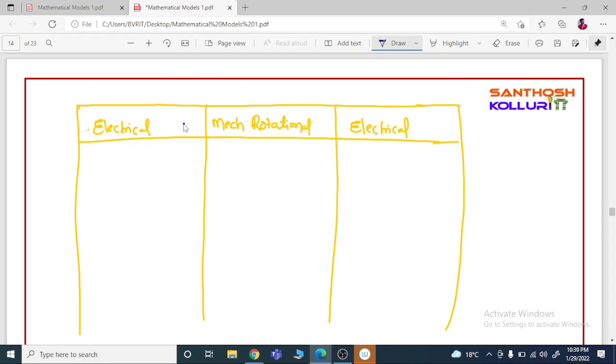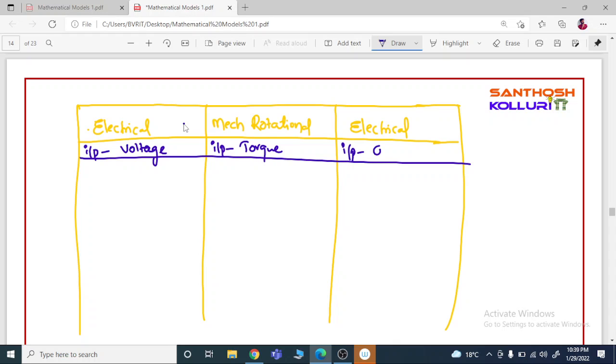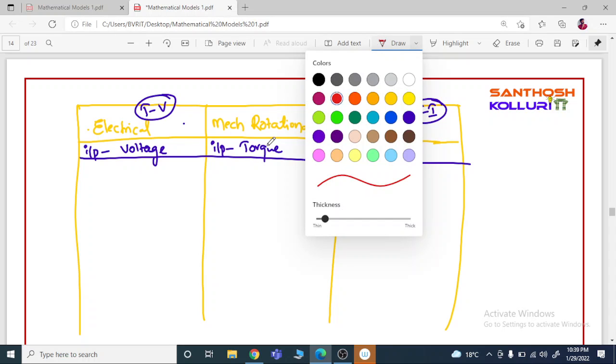Okay, now the input is torque. So here I am taking input as voltage, here I am taking input as torque, and here the input is current. So this is torque voltage analogous and this is torque current analogous. We will see what are the parameters existing.